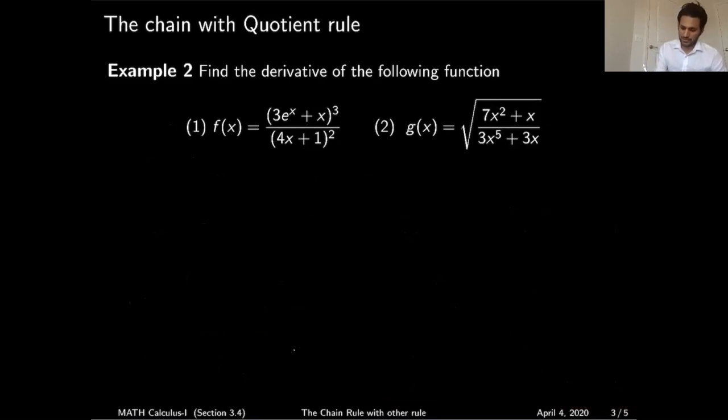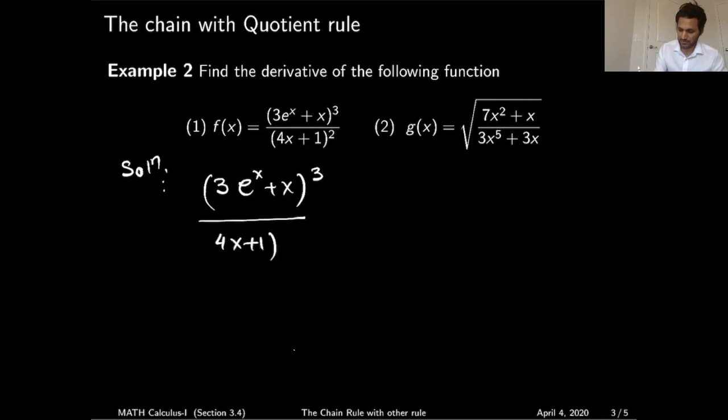So let's start the solution of the first problem. So we have the function f(x) = (3eˣ + x)³ over (4x + 1)². How do we use the chain rule? First, you can go back to the chain rule video and watch how the chain rule works.